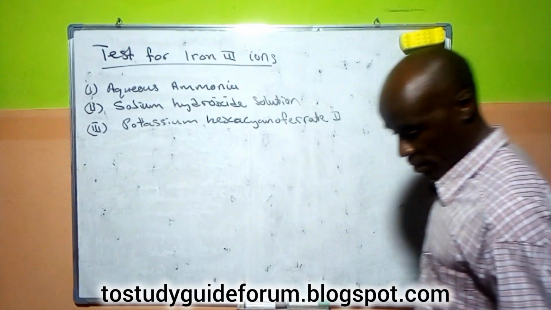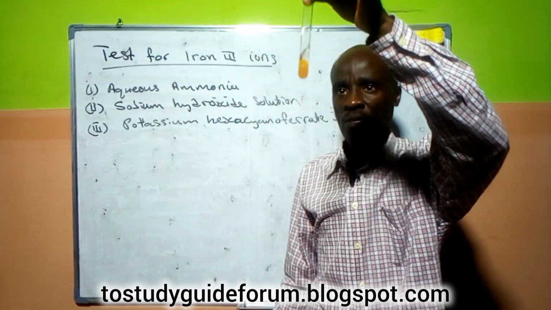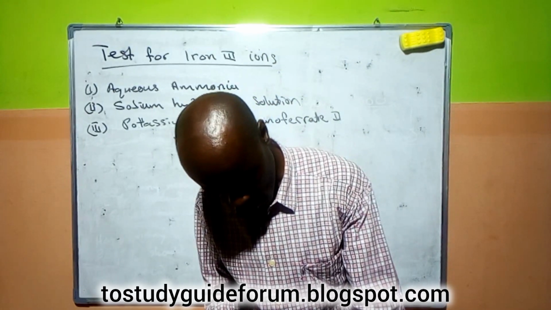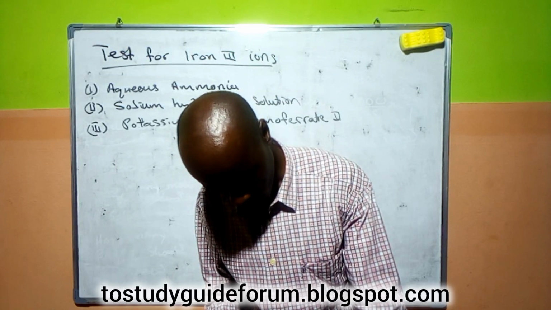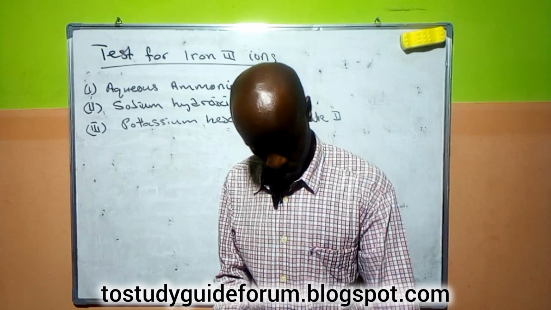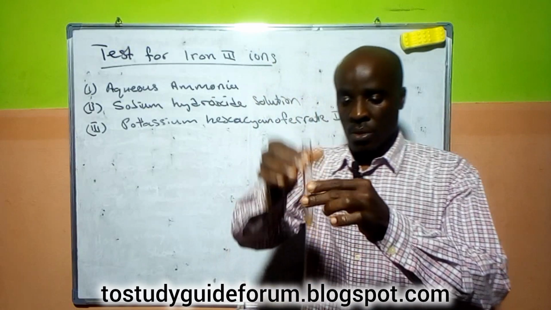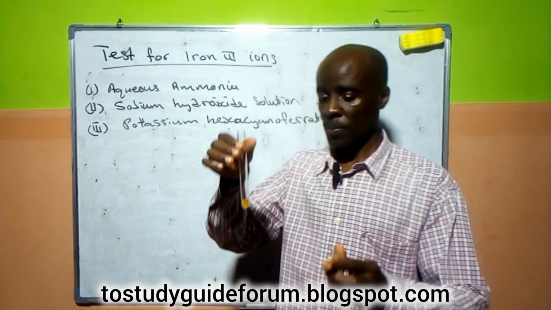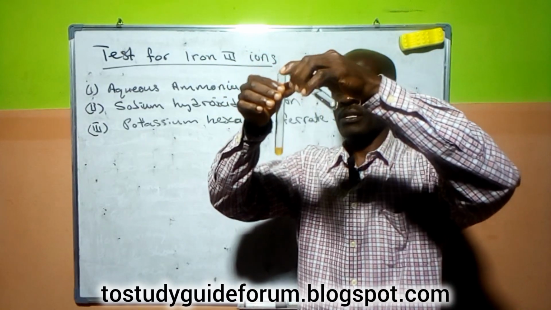So in excess, what we do now is to reduce the quantity. You can see the precipitate has already formed. Let's reduce the quantity so that we'll be able to notice what will happen faster. So this is the solution, the mixture. Now let's add aqueous ammonia in excess.